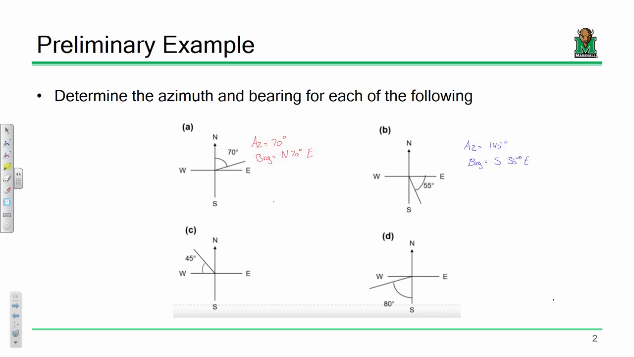Not too bad. How about C? Help me out with the azimuth. What's the azimuth? 315. Exactly right. All right, and if you got that, now help me out with the bearing. North 45 west. There we go. I'm being consistent.